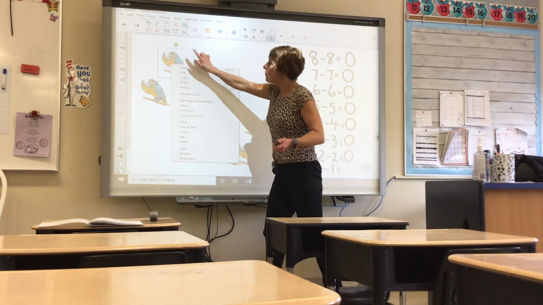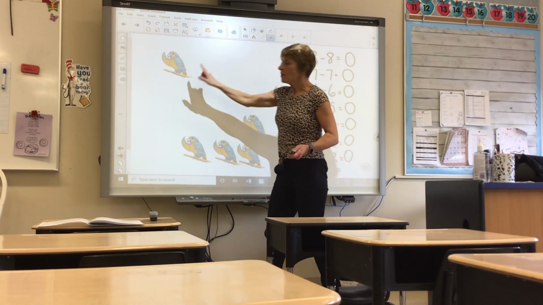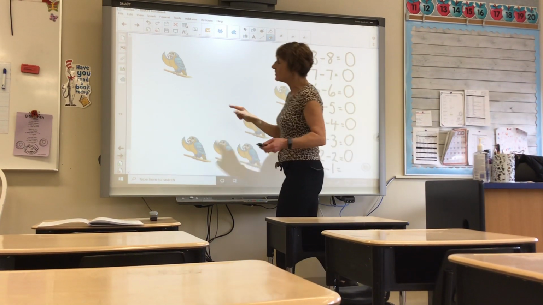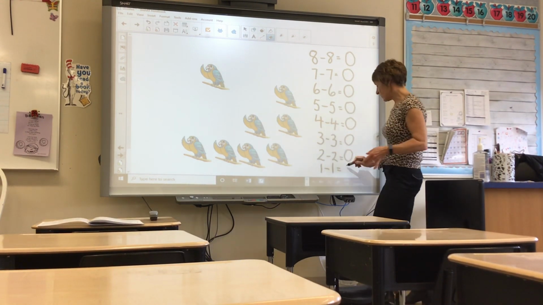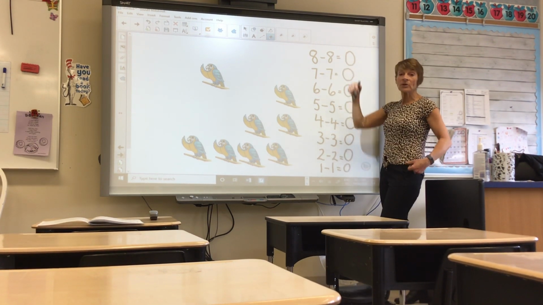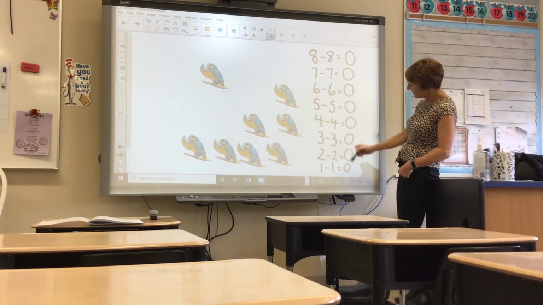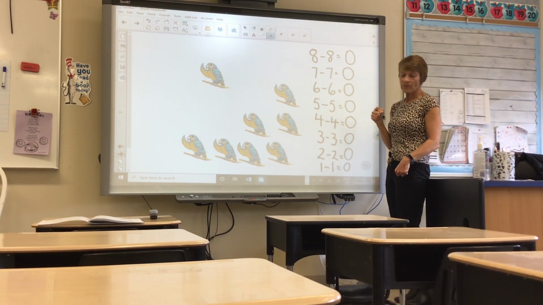And if you have 1 and you take it away, you are left with 0. So kindergarten, if you have a number and you take that number away, the pattern is you're always going to be left with 0.